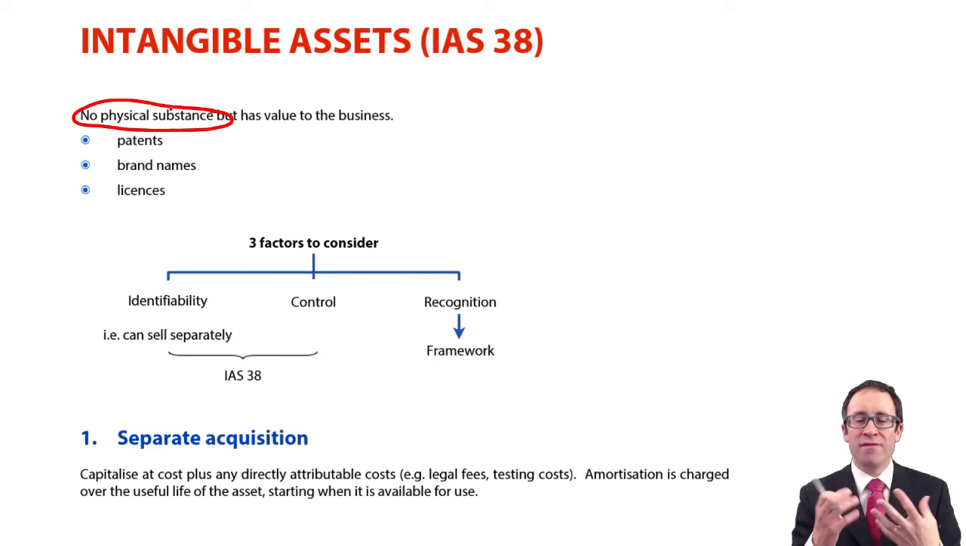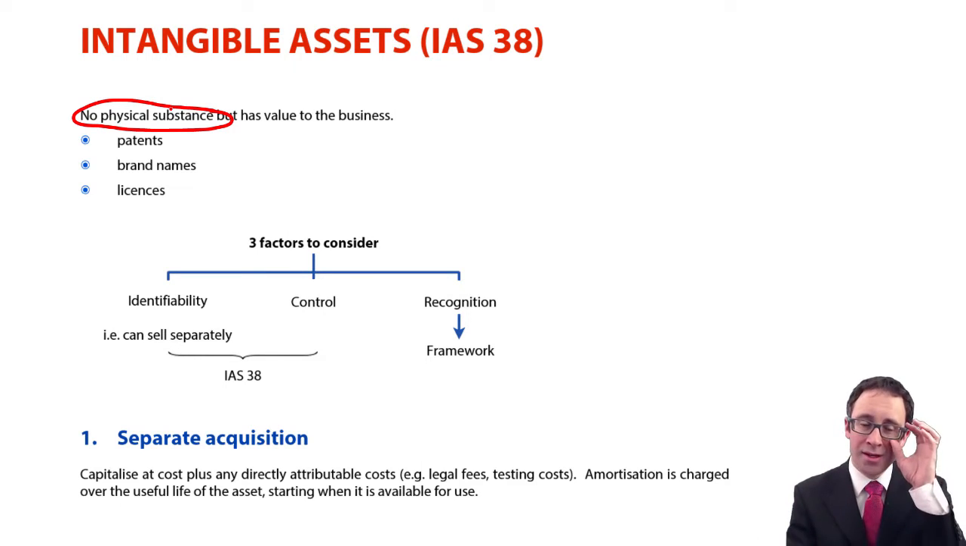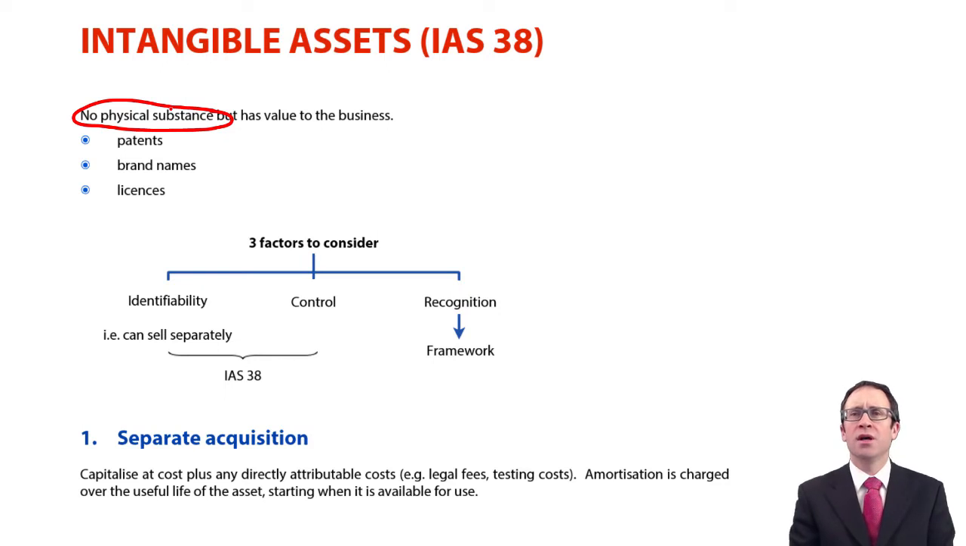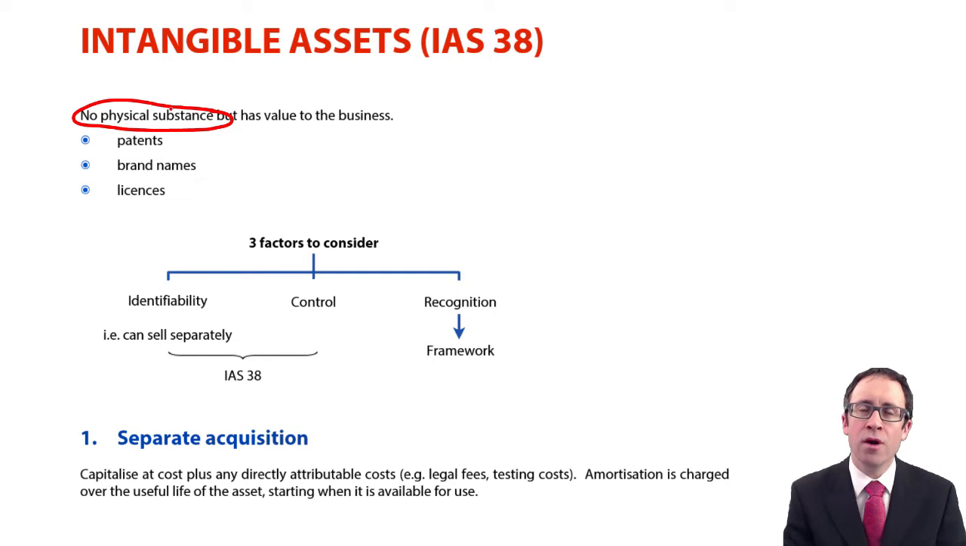You know, they don't have any physical substance. You can't touch the patent. The brand name just exists as an idea. The license, the same. It's just a license that's been signed contractually on a piece of paper. There's no physical substance to the asset that you own.